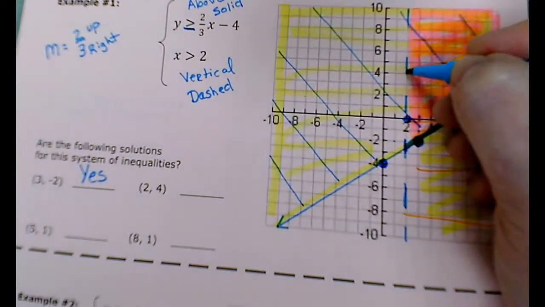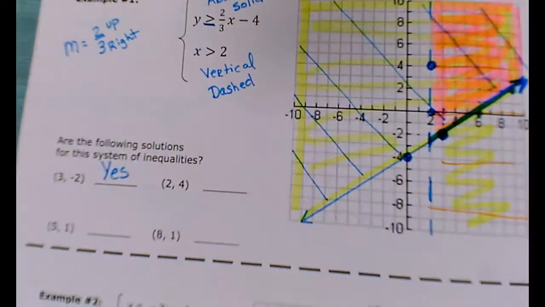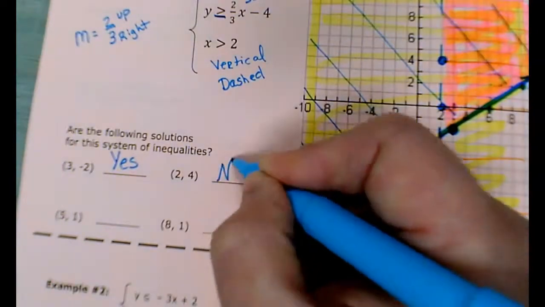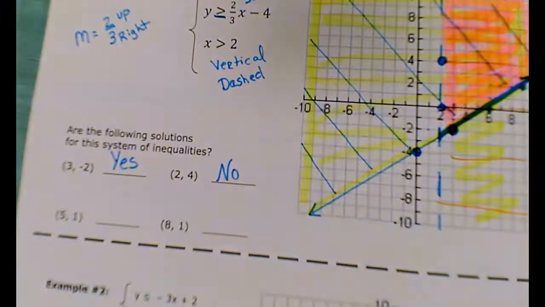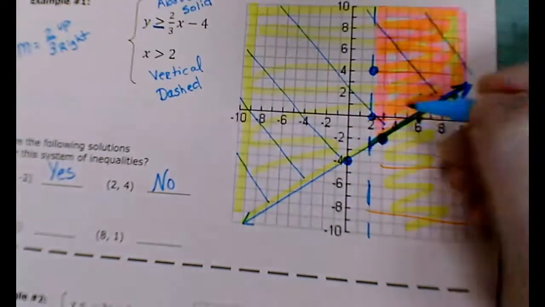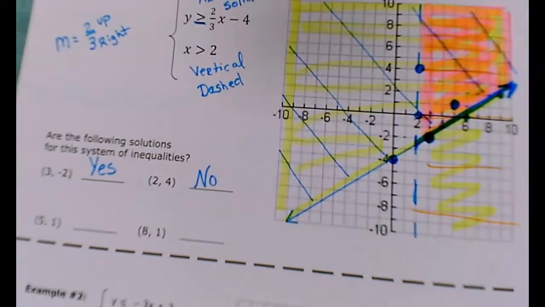Is the point 2, 4 part of the solution? Well, it's on the line, but it's on a dotted line. And so that would be a no. Solid lines are part of the answer. Dotted lines are the boundary, but not included. What about the point 5, 1? Is it in the colored in part?